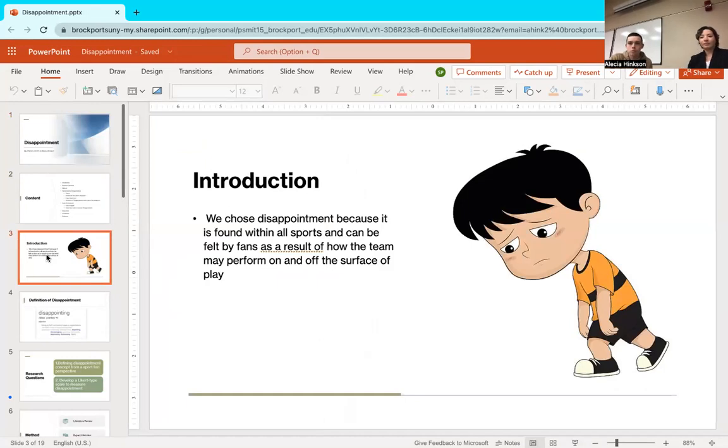In sports, we see teams making choices on the field and off the field, and that can possibly lead to success. As a sports fan, it is easy to look at a team that has not performed up to expectations and possibly lead to a sports fan feeling disappointed in their team, and that is why we chose disappointment.